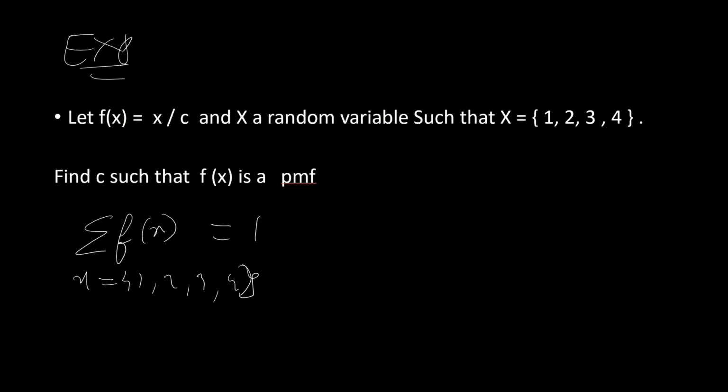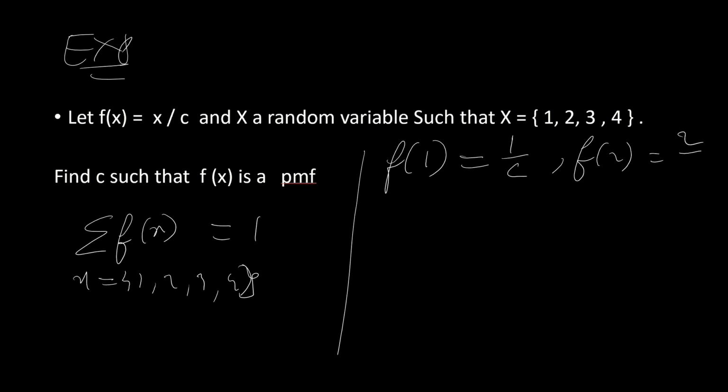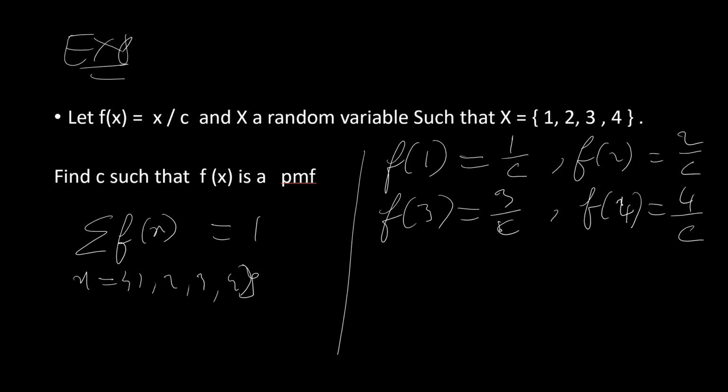So in this case, if you compute f of 1, so the probability that the outcome is 1, is going to be 1 over c. f of 2 is going to be 2 over c. f of 3 is going to be 3 over c. f of 4 is 4 over c, right? So these are random experiments. And if you sum the probabilities, the sum should be equal to 1. So basically you're going to have 1 over c plus 2 over c plus 3 over c plus 4 over c equal to 1, right?